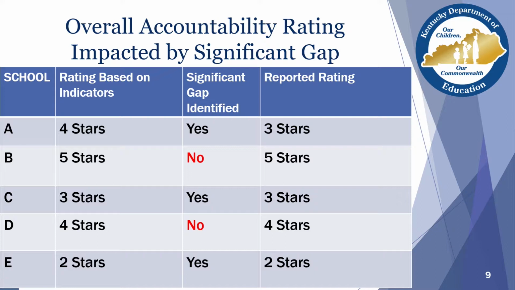School A does have a gap, so with their initial rating of 4 stars, the overall rating would be reduced from 4 to 3. Schools B and D have no gaps identified, so no rating would change for those schools. Schools listed at C and E both have gaps, but their overall rating has not been impacted. This is due to the guidance from stakeholders that the gap not reduce ratings at 3 or below.